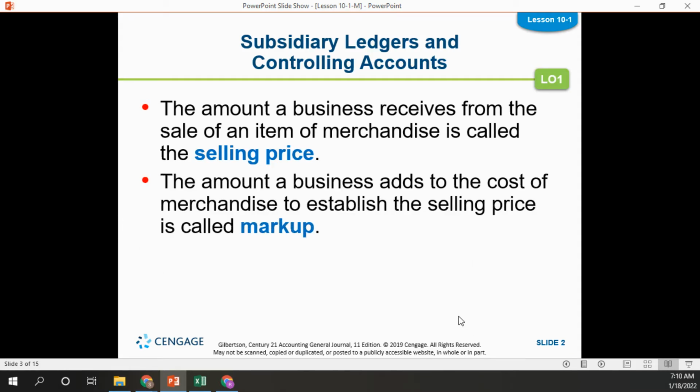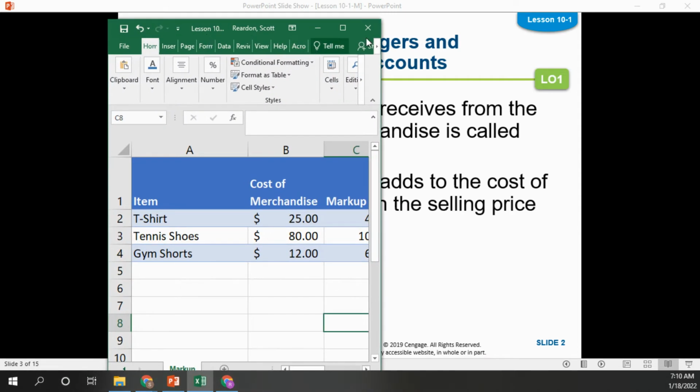The amount businesses add to the cost of merchandise to establish a selling price is called a markup. Let's say I'm a reseller. Let's say I deal in resold goods.